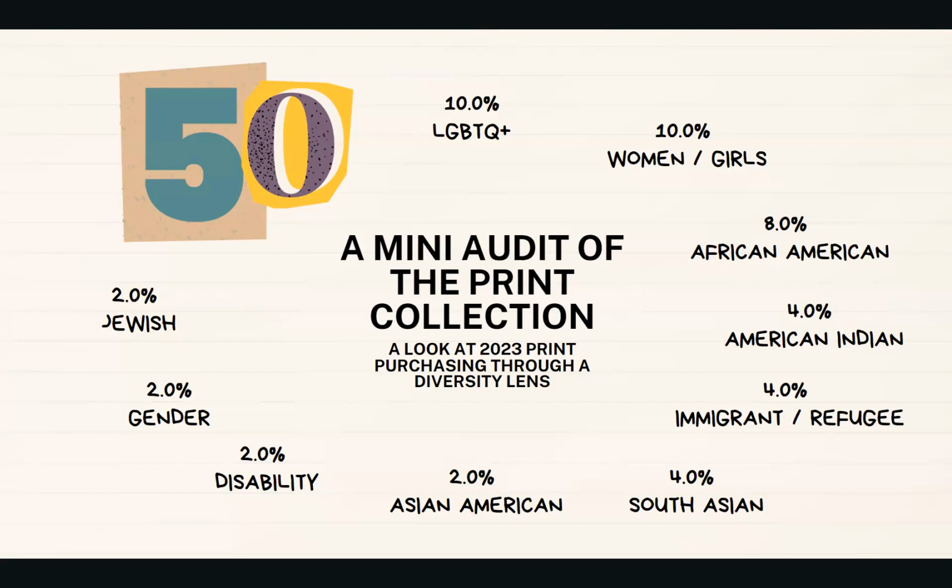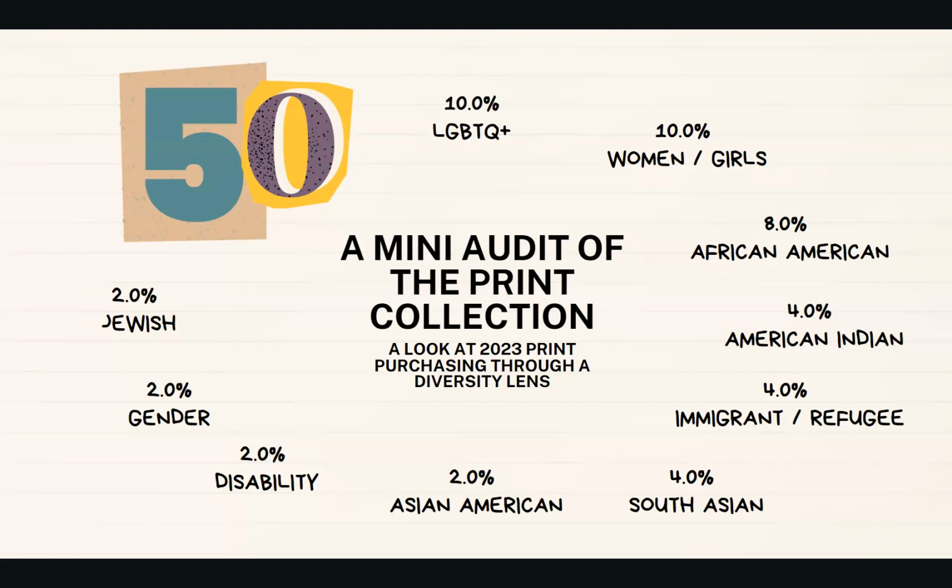This mini audit was a look at 50 titles. This is everything that has been purchased in print for the Leisure Reading Collection in 2023. If you're wondering why that number is a little smaller than expected, I will say that we had a pause in purchasing this summer and early fall due to some deliberations over our budget and the contract for the collection.